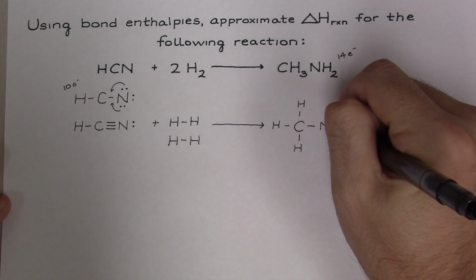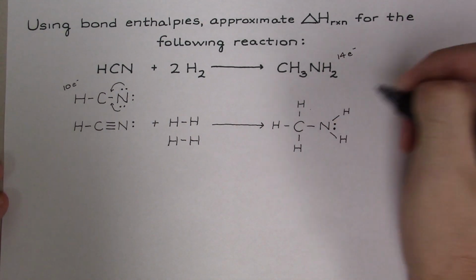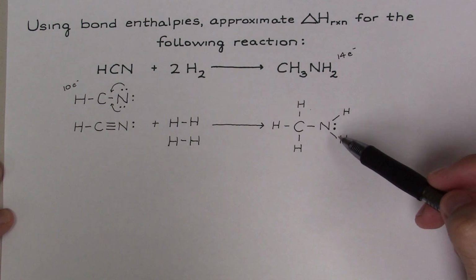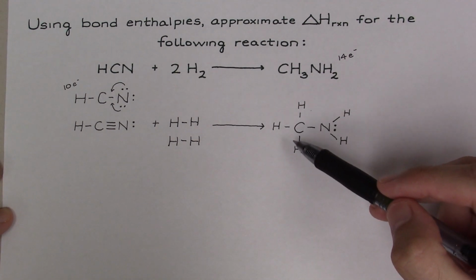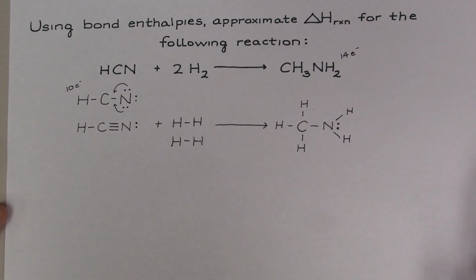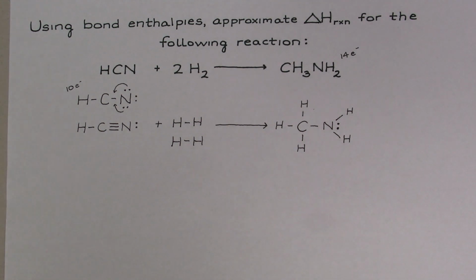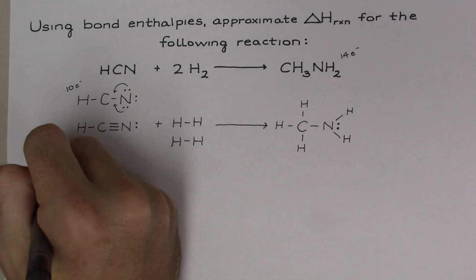Putting those 2 electrons on the nitrogen now gives us our 14, and you can see by the counting that I have 14 used electrons. That is a good Lewis structure. So I've used all my Lewis structures, and now what I need to do is itemize what bonds are in what molecule. This will help us pick out the correct bond enthalpies for the various species.